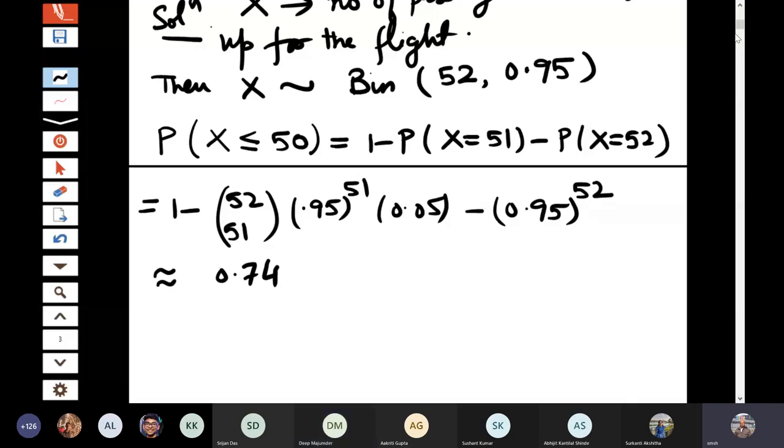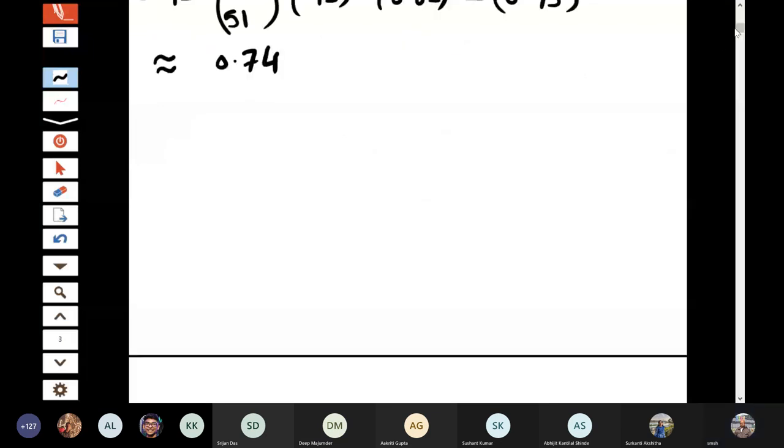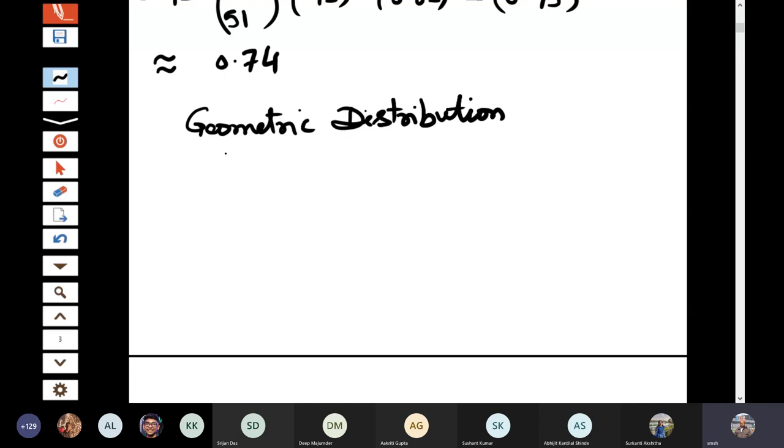Okay, let me move to another distribution. We talk about geometric distribution. In binomial distribution, we are having a certain number of trials, and the random variable is how many successes are there. That is the random variable.